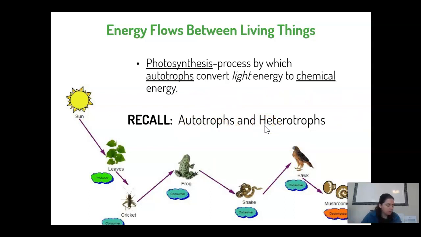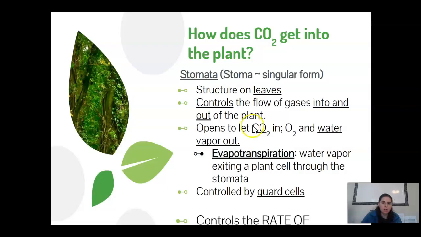Okay? And then let's look at how carbon dioxide gets into the plant. On your homework, you had to draw a stomata, and that's plural. Stomata are structures on leaves, and they control the flow of gases into and out of the cell. When they open, they let carbon dioxide in, and they let oxygen and water vapor out.